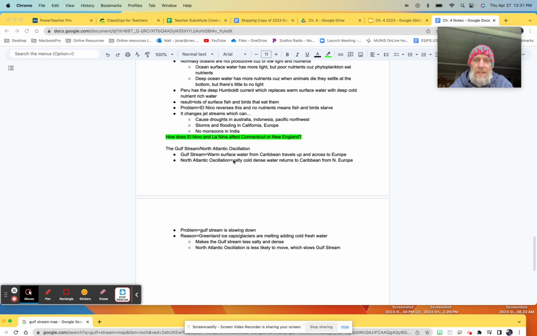The problem is the Gulf Stream is slowing down. They're thinking this is because the Greenland ice caps and glaciers are melting, which is dumping a lot of fresh water into the Gulf Stream. So the Gulf Stream is no longer going to be as hot, and it's not going to be as salty, which means the return of the North Atlantic Oscillation is less likely to move, and move slowly. Because that water is slow to return to the Gulf of Mexico, it's going to be even slower moving on up into Europe. Which is a major problem.